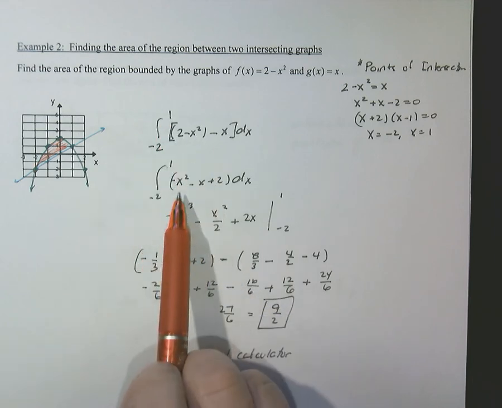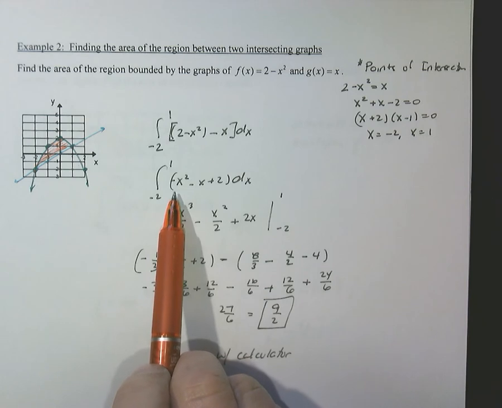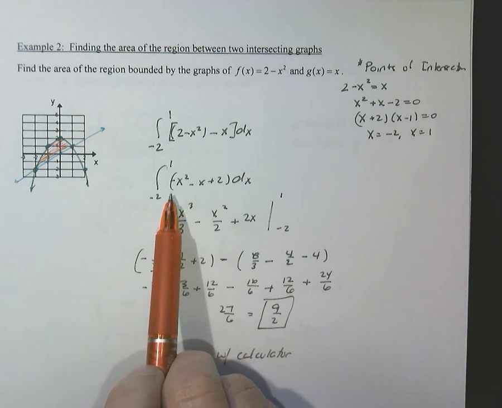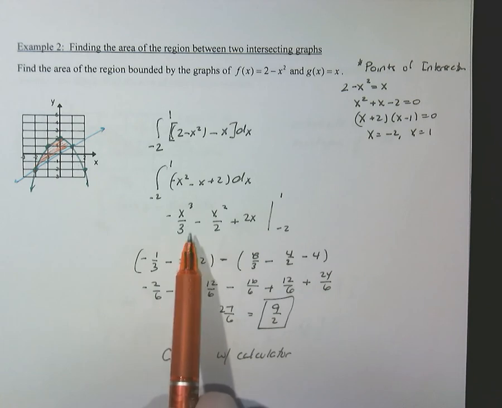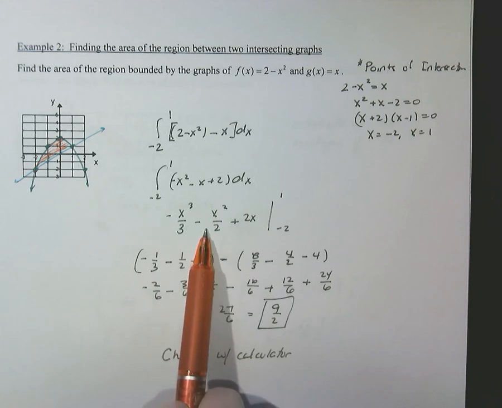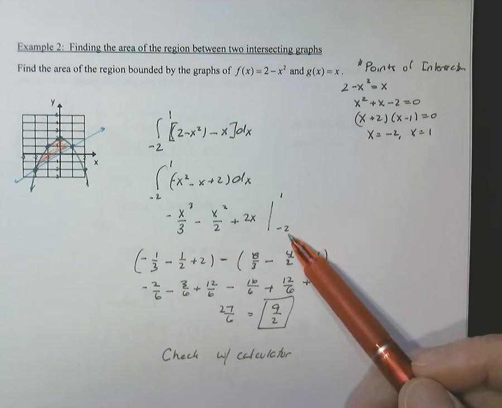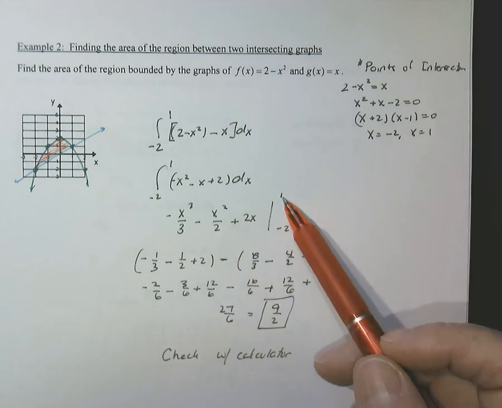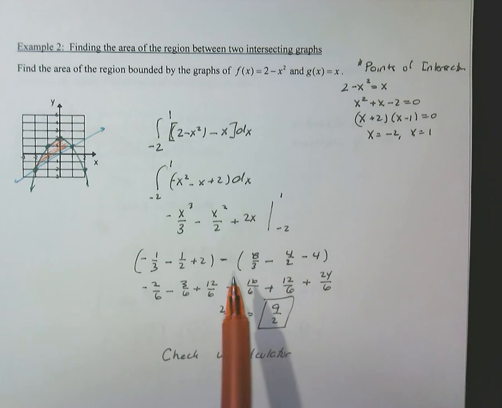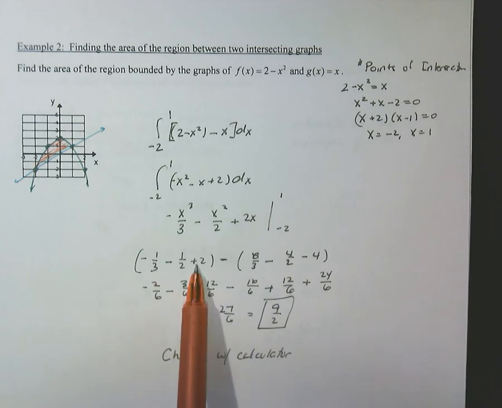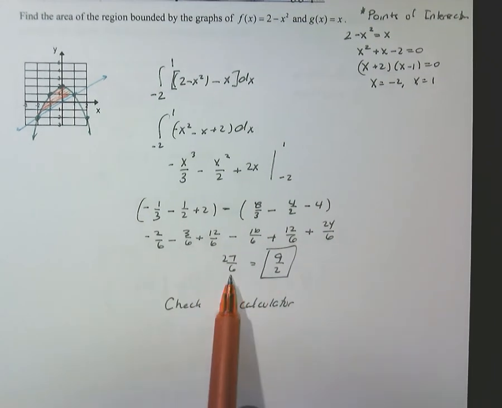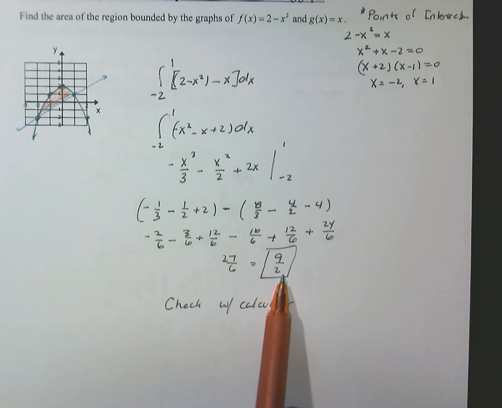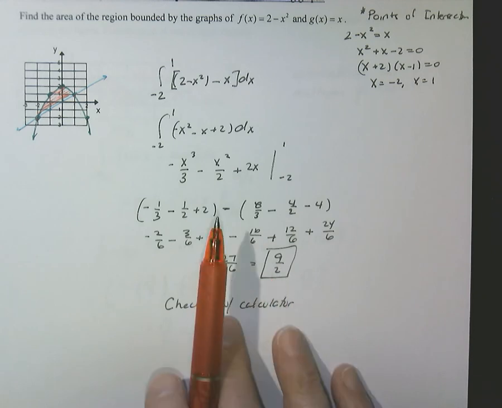I combined like terms and rewrote it in descending order. You do not have to. So then I integrate negative x cubed over 3 minus x squared over 2 plus 2x. I'm showing that I'm evaluating it from negative 2 to 1. I plug the numbers in, showing each value as I go. I get a common denominator. I get my fraction and I reduce my fraction. I check it with a calculator.